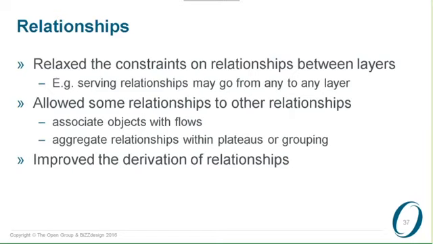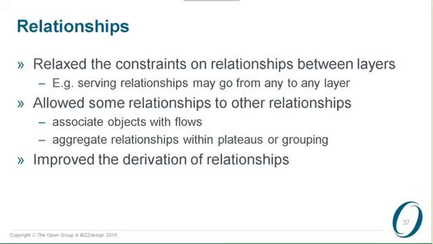Another change that might be important is that we allowed some relationships to other relationships. So you can associate objects with flows, for example. You can actually model that something flows from one, say, application component to another, and show that a certain data object is flowing there. Another important example is aggregation, so that you can aggregate relationships within plateaus or within a group. I'll get to grouping later on as well.